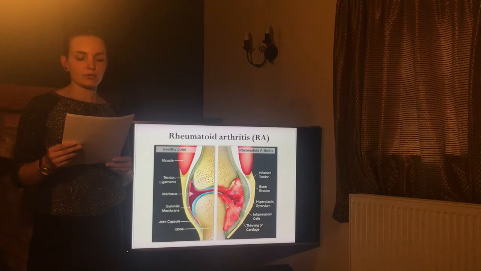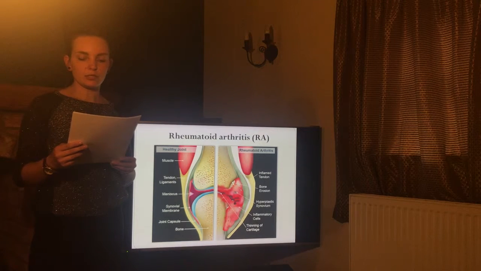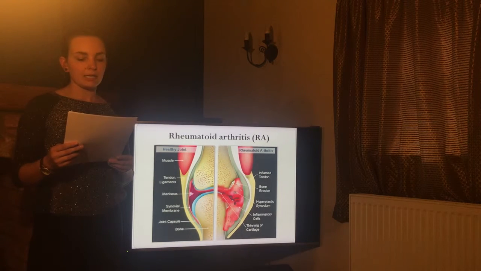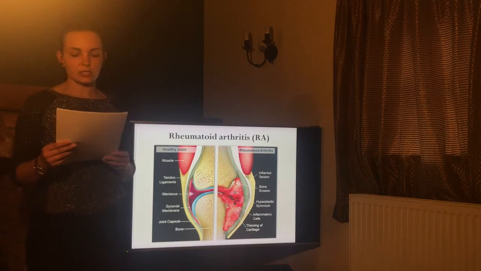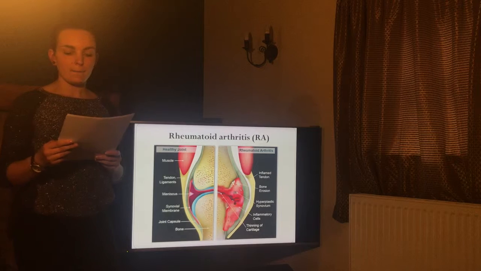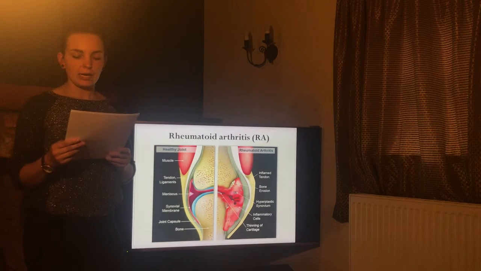Rheumatoid arthritis is a form of arthritis that causes pain, swelling, stiffness, and loss of function in joints. It can affect any joint, but is common in the wrists and fingers. More women than men get rheumatoid arthritis. It often starts in middle age and is most common in older people, but children and young adults can also get it.